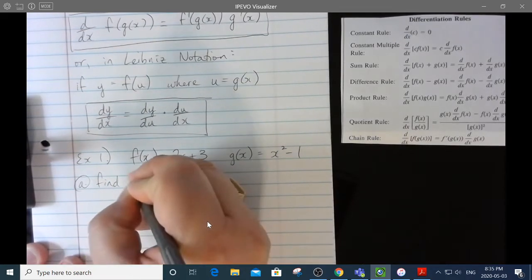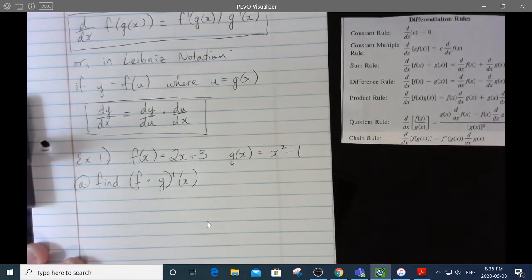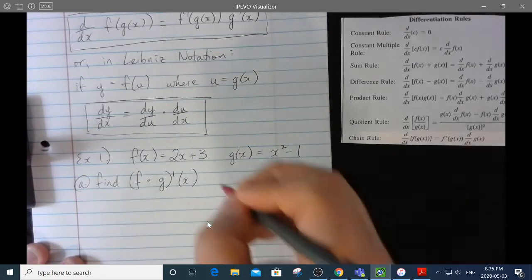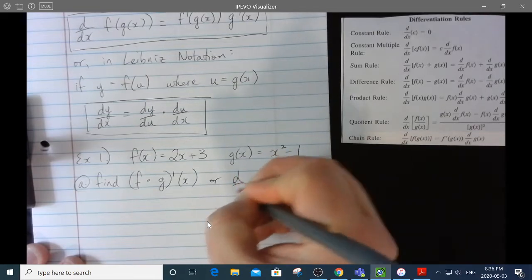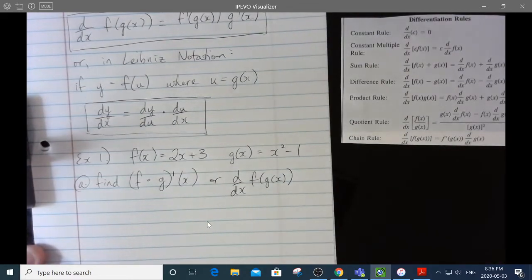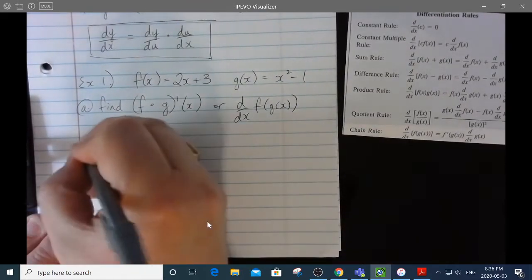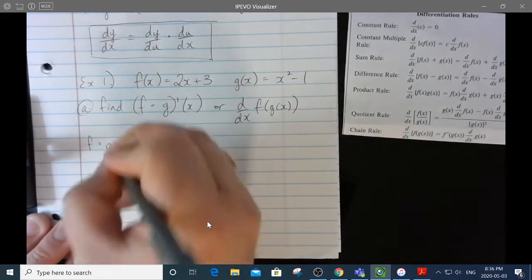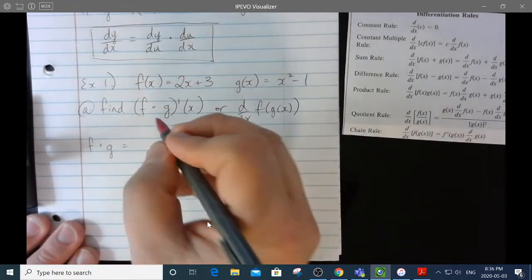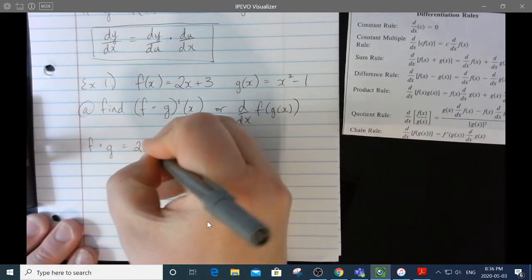remember this notation from the last lesson? f of g primed of x. In other words, I want you to find f of g of x and then find the derivative of it. In Leibniz notation, I'm asking you for the derivative with respect to x of f of g of x. So let's see what we can do with that. How about for starters, why don't we actually start by finding out what f of g of x is? So f of g of x is replace the x in the 2x with the other function, x squared minus 1.